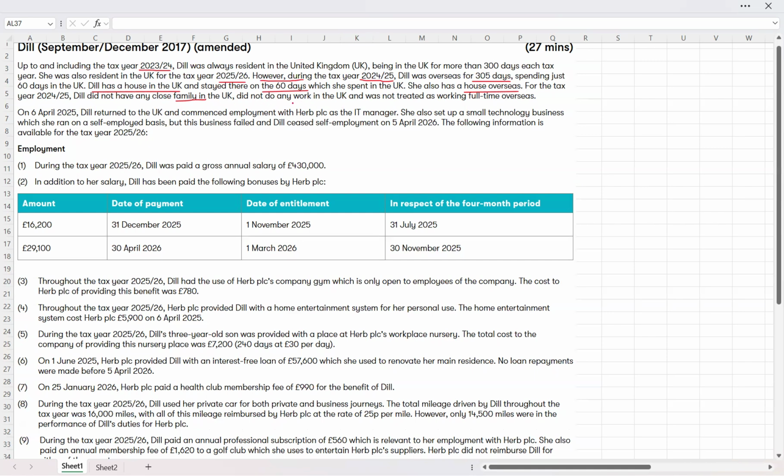For the tax year 24-25, they say Dill did not do any work in the UK, and was not treated as working overseas, working full time overseas. So, not working in the UK and not working overseas as well. Okay, so this is the piece of information that we get to know. From this, we get to know that Dill is not under the automatic overseas or the automatic UK test. So why is it so?